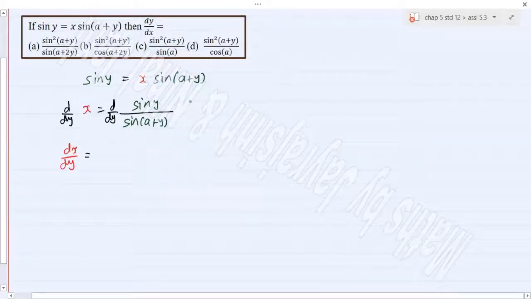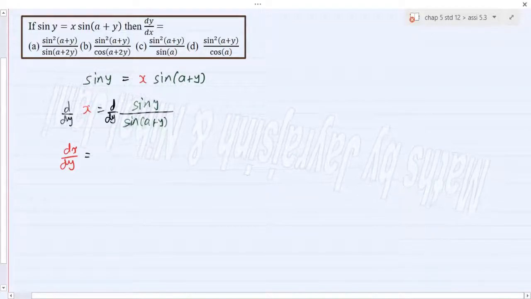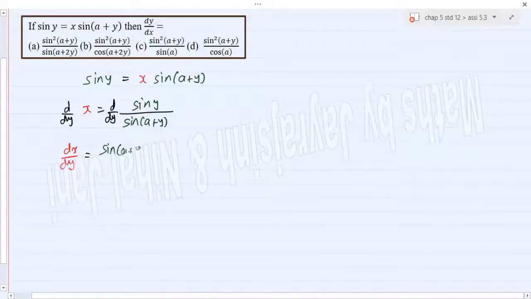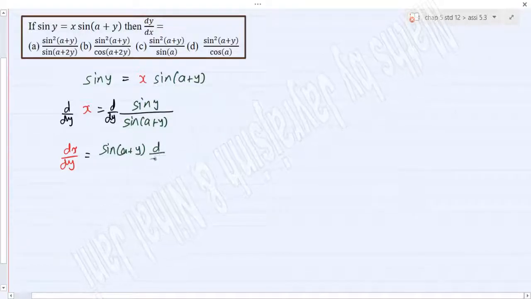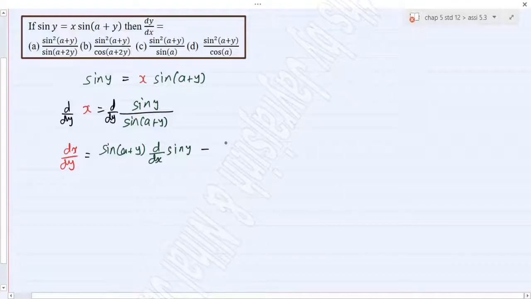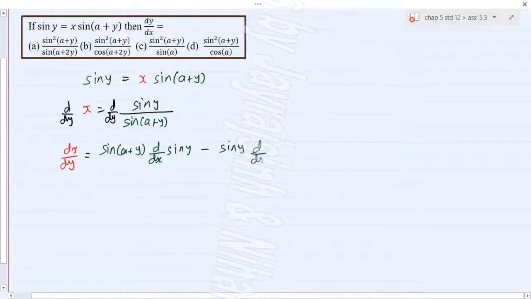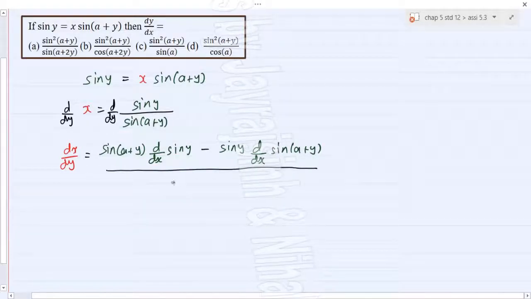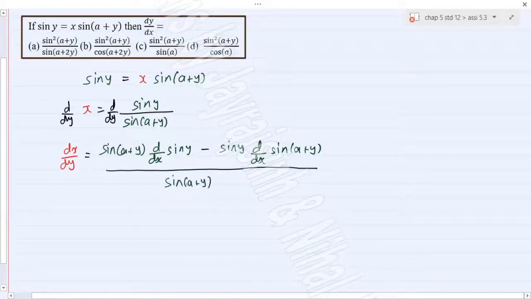and on right hand side, you have to apply the division rule. According to the division rule, in first term, your denominator, or we can say sin a plus y, will be as it is. We have to differentiate your numerator, which is sin y, minus in second term, your sin y will be as it is. We have to differentiate sin a plus y upon sin a plus y the whole square.